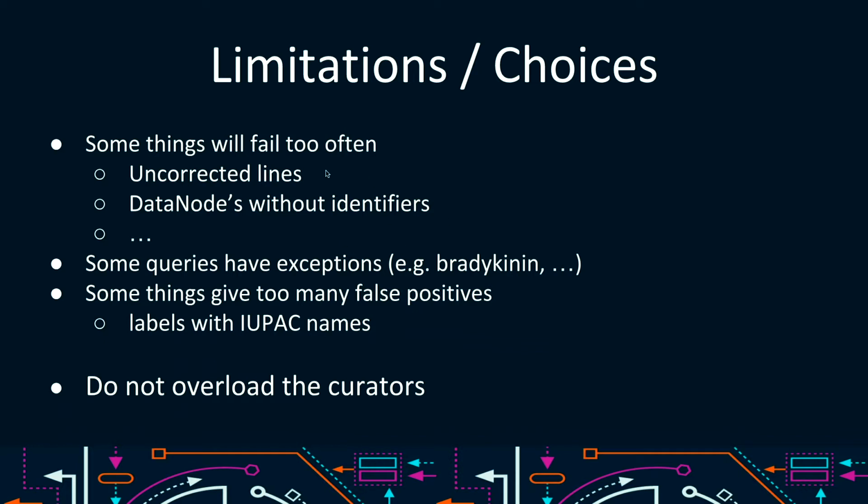And some things that we know, this should actually say unconnected lines. We have so many of them, and we regularly have tools for that, and we actually have different tests for those reports. But there are so many that those are not things we want to run every time at this moment, because we know it will fail every time. We'll always have unconnected lines. Same for data nodes with identifiers. So don't overload the curators. That is one important bit here.